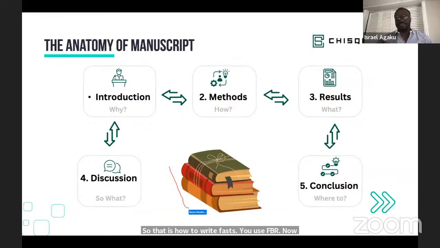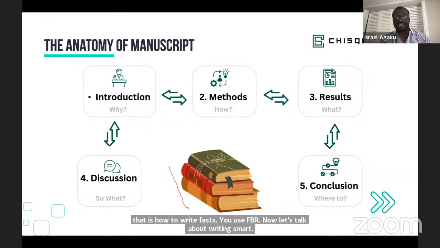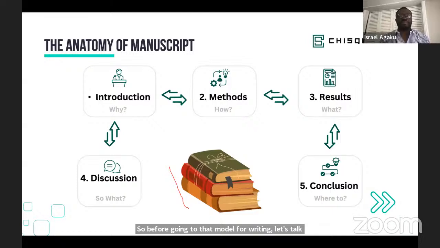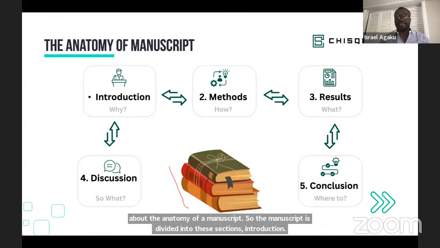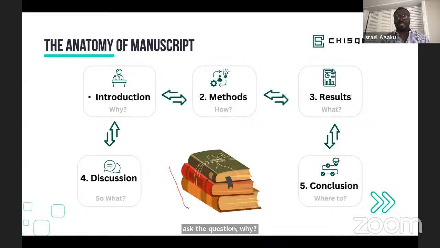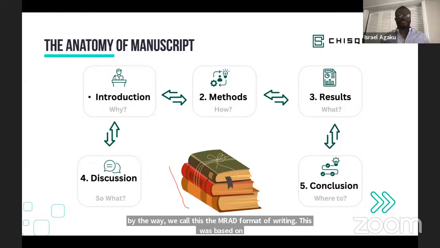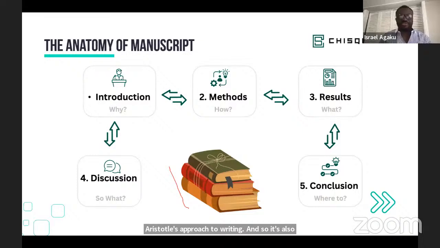You use FBR. Now let's talk about writing smart. Before going to that model for writing, let's talk about the anatomy of a manuscript. The manuscript is divided into these sections. The introduction asks the question, why? And by the way, we call this the IMRAD format of writing. This was based on Aristotle's approach to writing, so it's also called the Aristotelian approach, or IMRAD: Introduction, Method, Results, and Discussion.